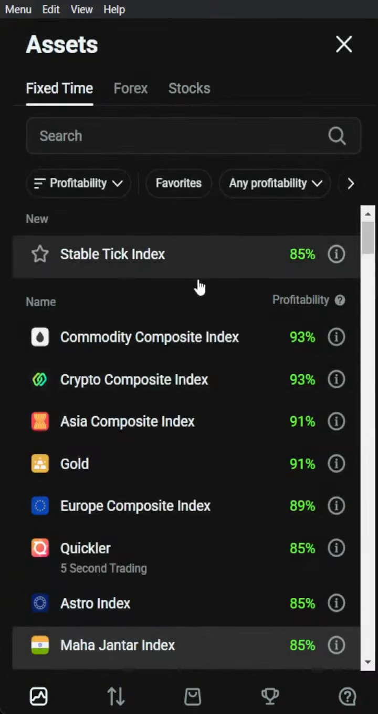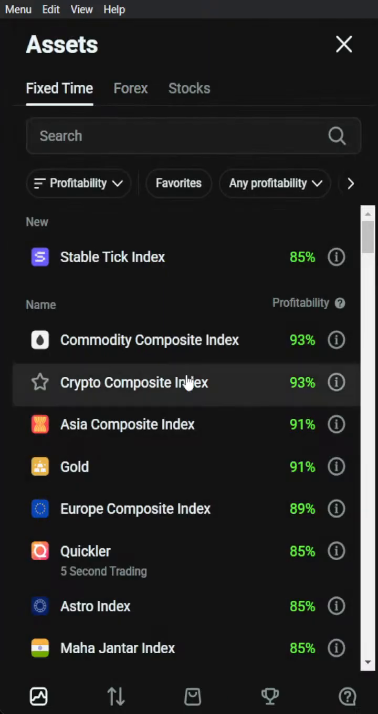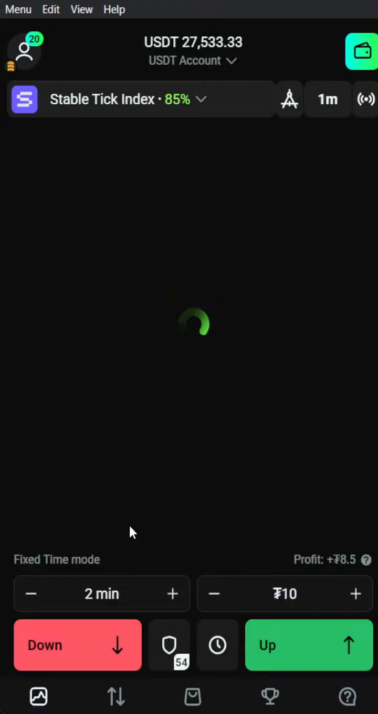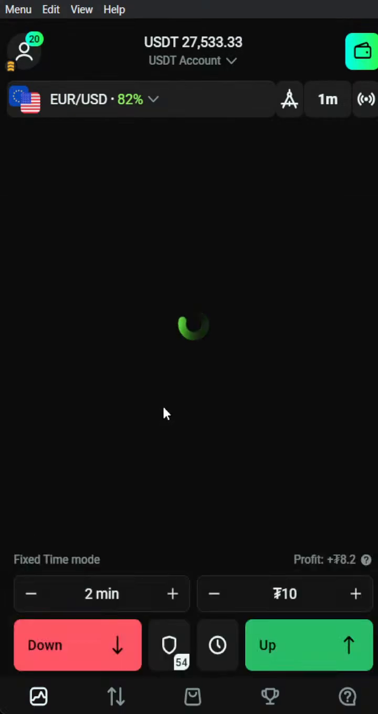So this strategy is for fixed time. It is not used in forex. For forex we have many other strategies, guys. You can try all the other strategies for forex. Those are there.